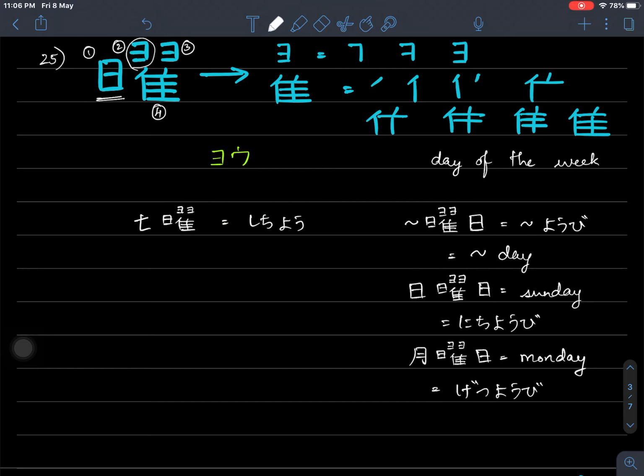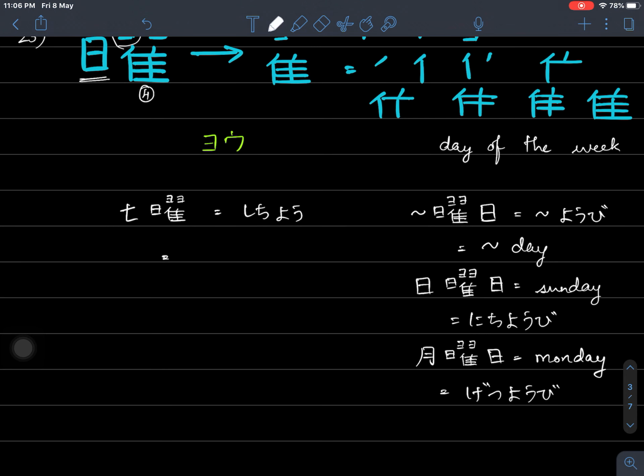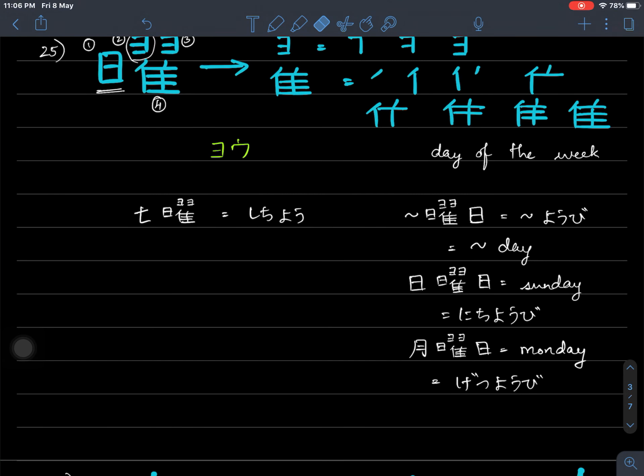This will be read as Shichiyo. Shichiyo. And this means seven days of the week. Please bear in mind that there are several other examples that we can do for this. But for now, because we have not covered the other kanjis, we will not be doing it. Okay.